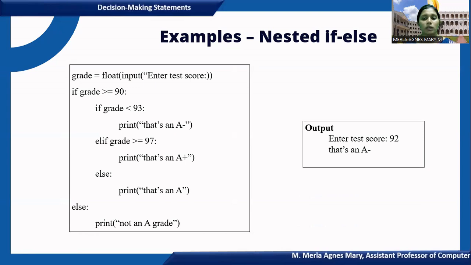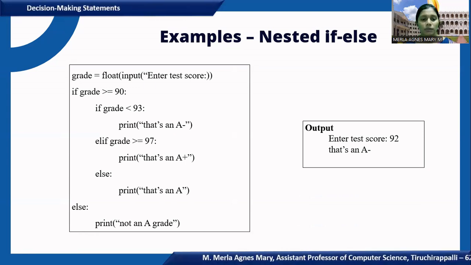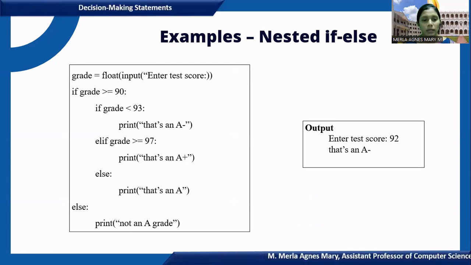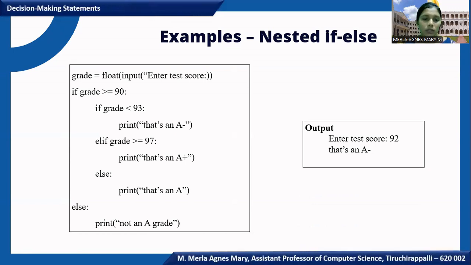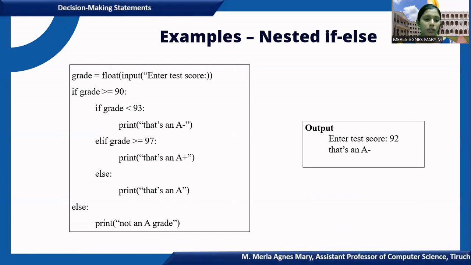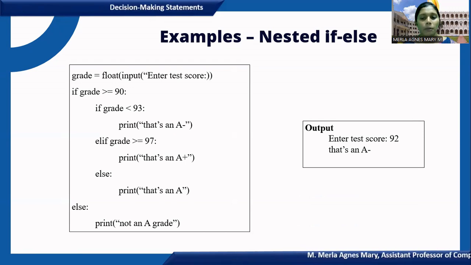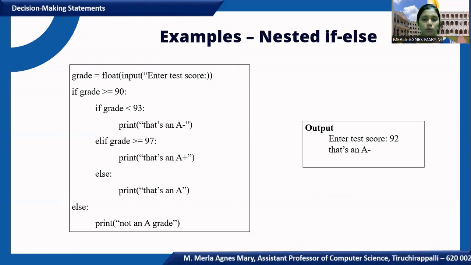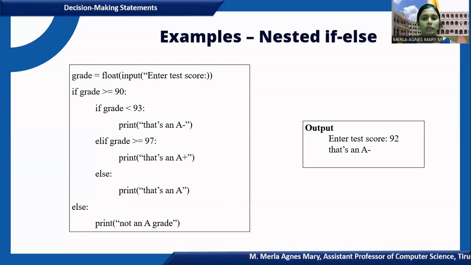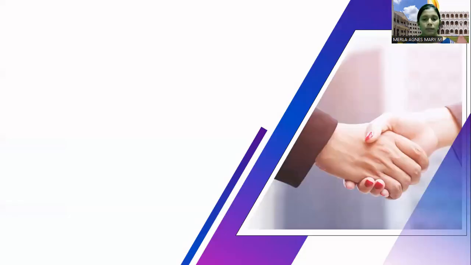The score we get from the user is 92. The first condition is true, that is, it is greater than 90. So then it moves into the inner condition. It is less than 93, so it doesn't move into the elif or else part. So the first statement will be printed. That's an A minus. This is what the nested if else statement is.